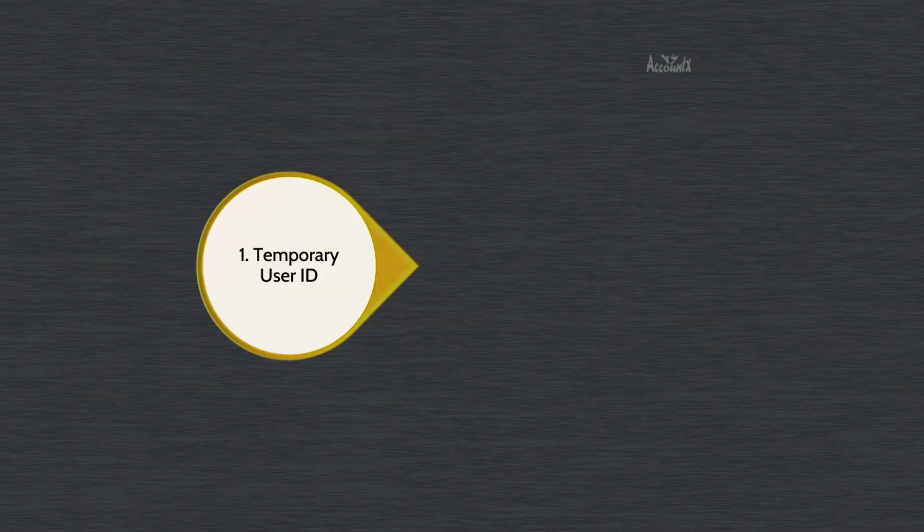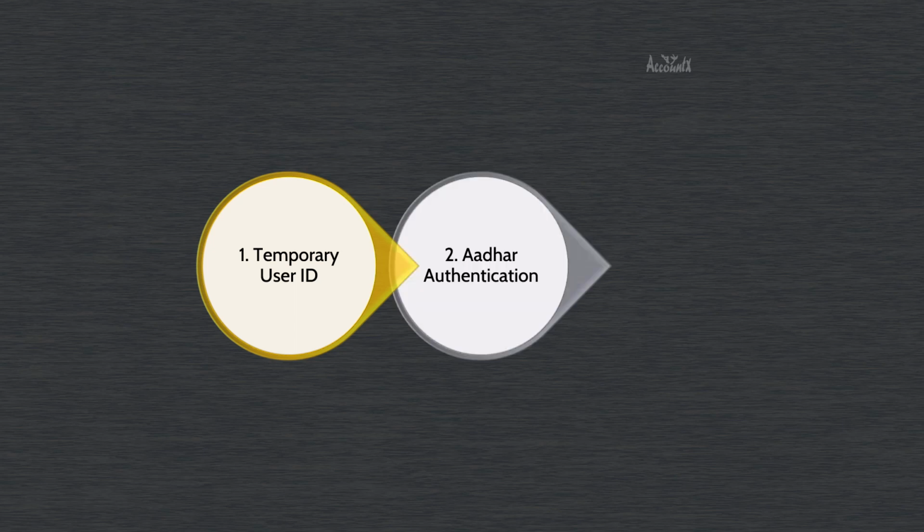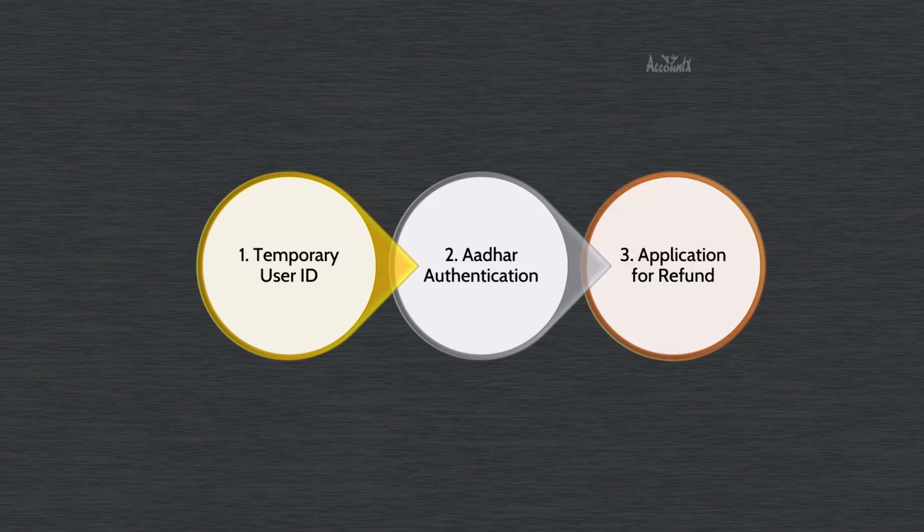Filing of this application is a three-stage process. First, you need to create a temporary user ID. Basically, you are creating an account, and once you log into this account, you have to link your Aadhar to your user ID. This is the second stage known as Aadhar authentication. Once you do this, we can move to the last stage, that is to file application for refund of GST.